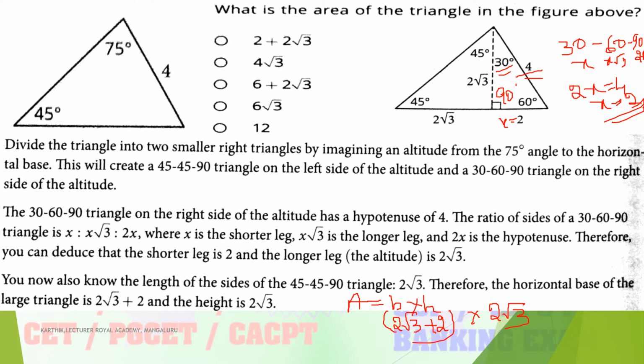Then you just multiply: 2 into 3 plus 2 into 2, 4 square root of 3. So the final answer is 4 3s are 12 plus 4 square root of 3. Now check whether this relationship is there among the options or not. This relationship is not there.